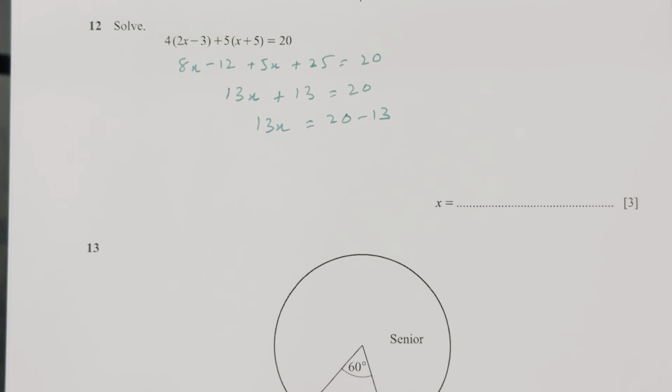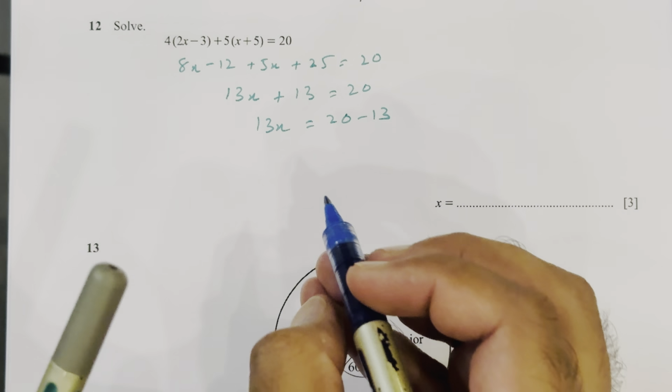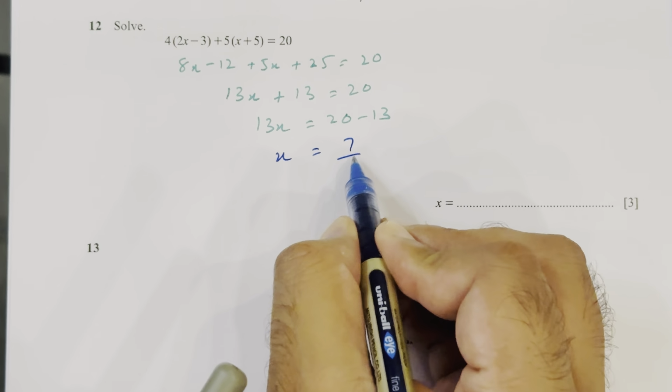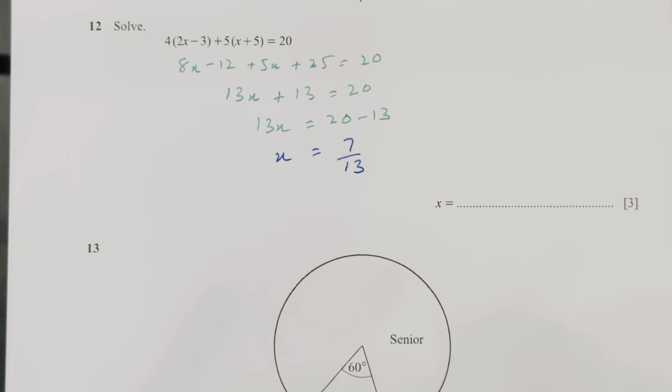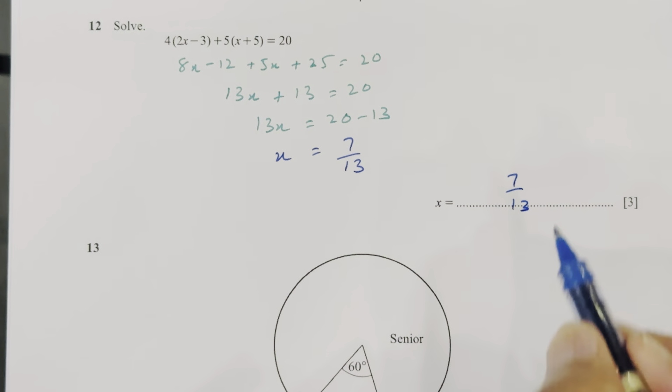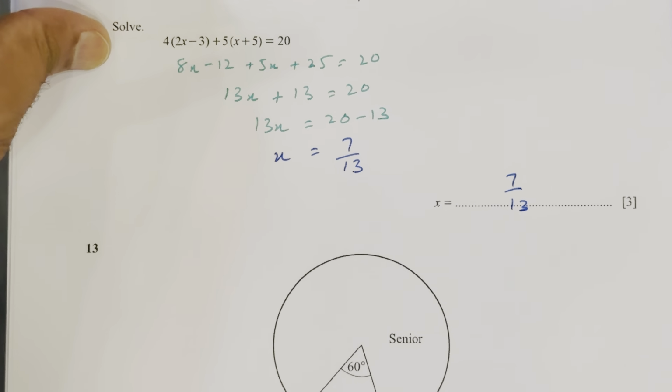So we get the answer x is equal to 7 by 30. So this is our answer, 7 by 30. Moving to question number 13.